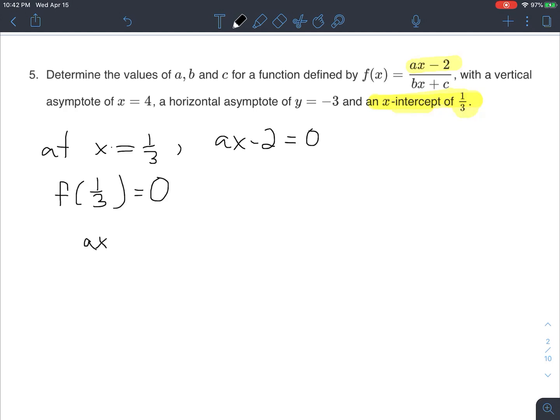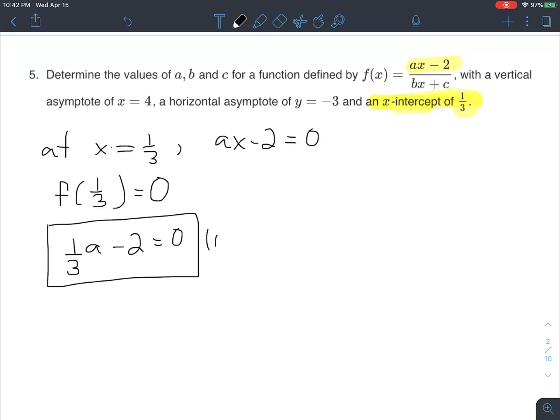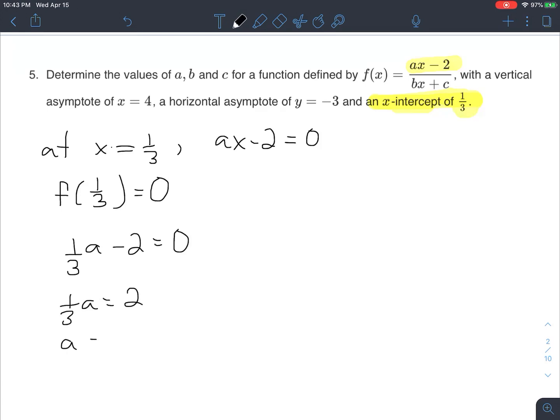So x has to be 1/3, so we're going to say 1/3 times a, minus 2 has to equal 0. We can say that 1/3 a equals 2, which means that a is equal to 6. There we go. A equals 6.